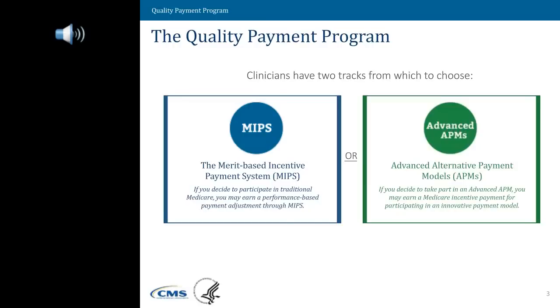So the Quality Payment Program is comprised of two tracks from which clinicians may choose. The Merit-Based Incentive Payment System, which we will cover in some depth today, as well as Advanced APMs, or Advanced Alternative Payment Models, which we won't have a lot of information on, but just as a brief overview, Advanced APMs are really a subset of alternative payment models, which let practices earn more for taking on some risk related to patient outcomes. We have additional information available for those interested in Advanced APMs at qpp.cms.gov, or you can also visit our Innovation Center for a number of great resources, so we encourage you to take a look at those. Next slide, please.